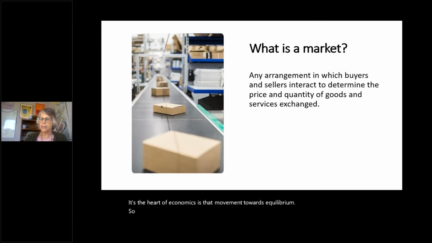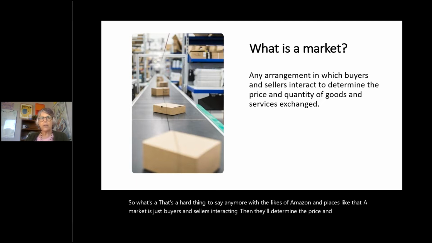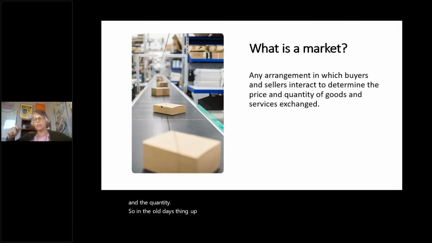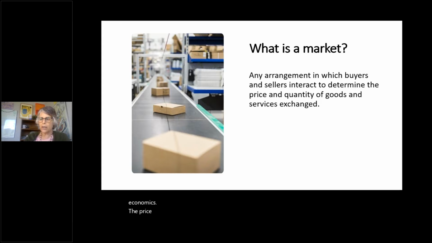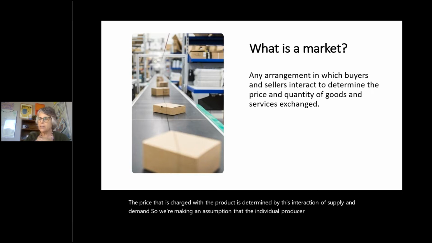So what's a market? That's a hard thing to say anymore with the likes of Amazon and places like that. A market is just buyers and sellers interacting, and they determine the price and the quantity. In the old days, think of it like an auction, where you see this much sold at this price. That's what markets are like, even on the big scale. In our class, since it's the beginning of economics, the price charged for the product is determined by this interaction of supply and demand. So we're assuming that the individual producer cannot set prices. They just take the price that's given to them from the market.